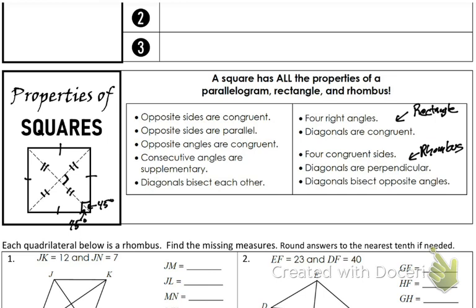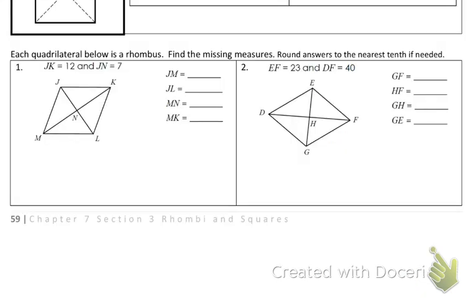Okay, so those are our two new shapes, a rhombus and a rectangle. Are we good on those? Okay, let's see. All right, our first two questions. Each quadrilateral below is a rhombus. Find the missing measures. Round your answers to the nearest tenth if needed. So I have JK being 12 and JN being 7.